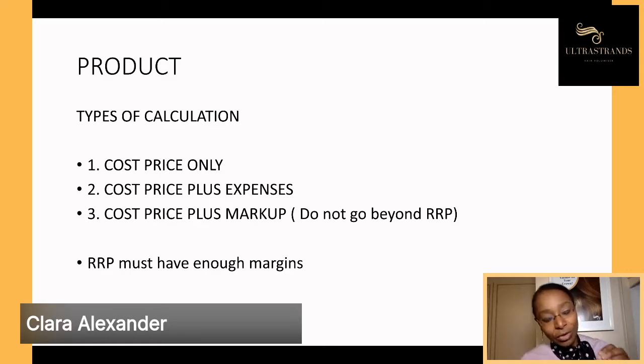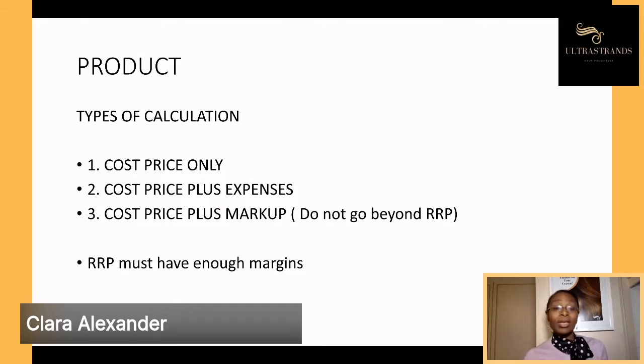Now, the first thing that you can do is say, well, once I've got this product in, I'm going to sell it at the cost price itself, because my value is not in the product itself, my value is somewhere else. So where I'm getting value from a customer perspective is not from the cost price, it's from somewhere else. So you could have a product which you just price at the cost price, and then you get the value additionally from somewhere else. The other option is you go cost price plus expenses.